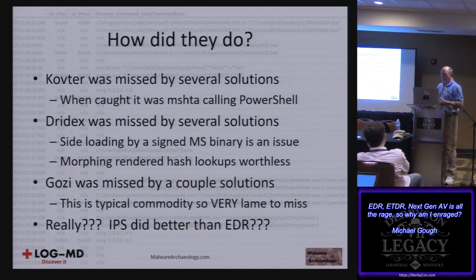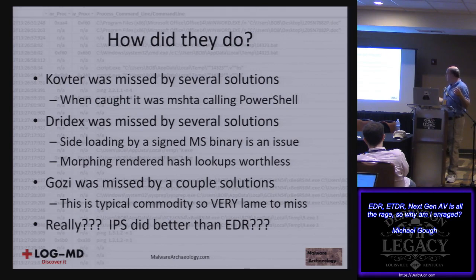Kofter was missed by several solutions. When it was caught, it was the MSHTA run line calling out to JavaScript, which then called PowerShell, which read the registry, dropped everything to disk, executed it, and deleted it. It was that MSHTA PowerShell call that triggered the ones that did catch it, okay? And there were no other artifacts, with the exception of some of the EDR IR tools, but you would really have to dig and it was not obvious.